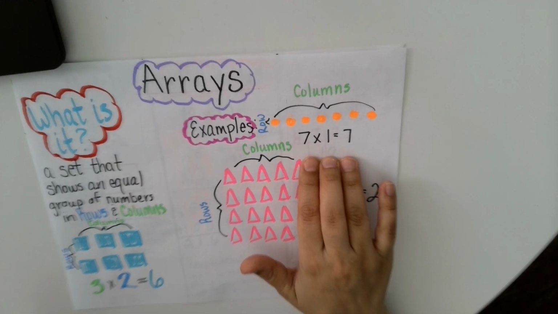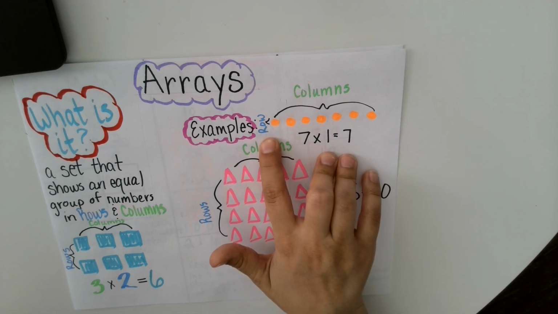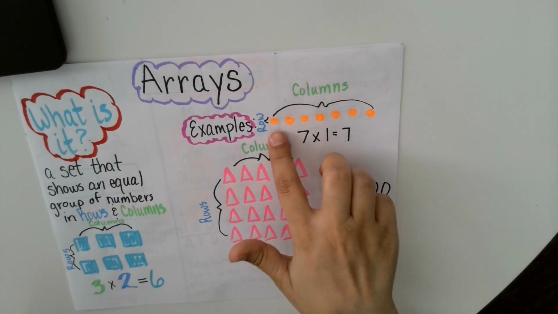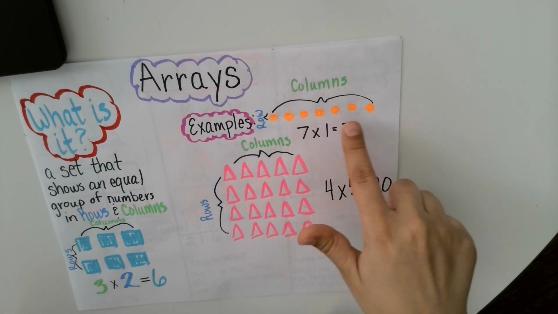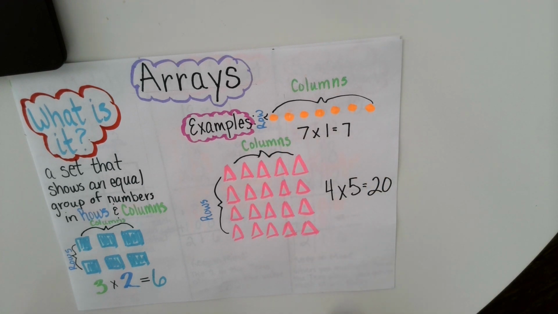Same over here. If we're multiplying anything by 1, then the number of rows we're going to have is going to be 1. So here, 7 columns across the top, we only have 1 row. If you count the number of circles, we end up in total with 7.